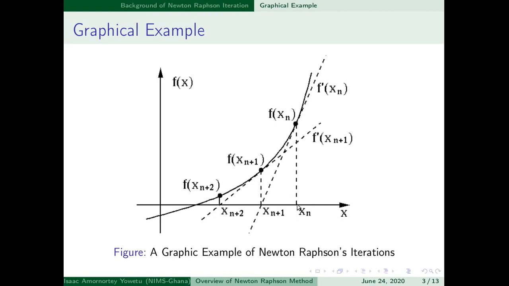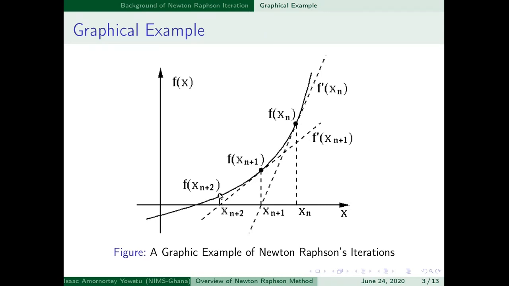On the graph, starting with this initial guess, we find the functional value at this very point, and then find the derivative which gives us this straight line. Our functional value at this point is equal to 0. Having this approximation, we plug into the function again. We get a functional value, find the derivative at this line, and get our x n plus 2.